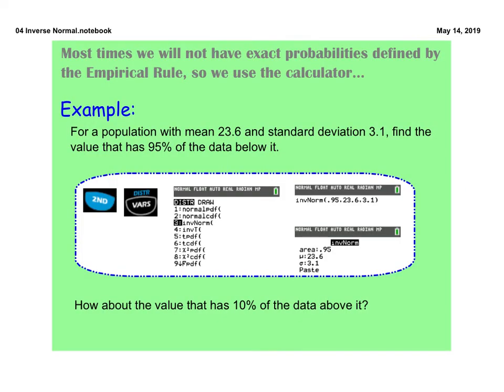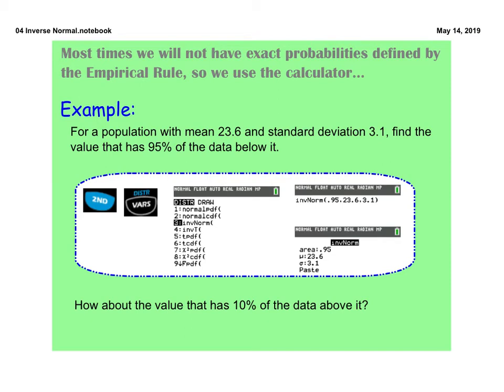Okay, so many times it's not that easy where you're taking the standard normal distribution breakdown, and so we need to use the calculator to do this. You can see some of the keystrokes here. I'll be walking through them, and I'll also have some resources in Schoology for that. So here's our example for a population with a mean of 23.6 and a standard deviation of 3.1. We want to find the value that has 95% of the data below it.